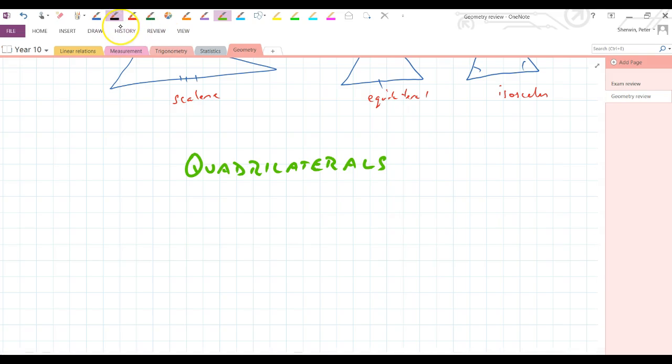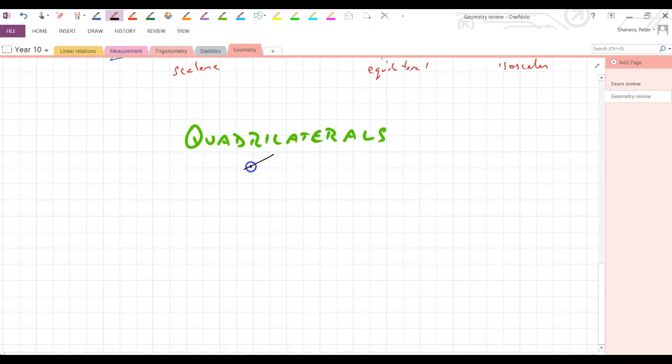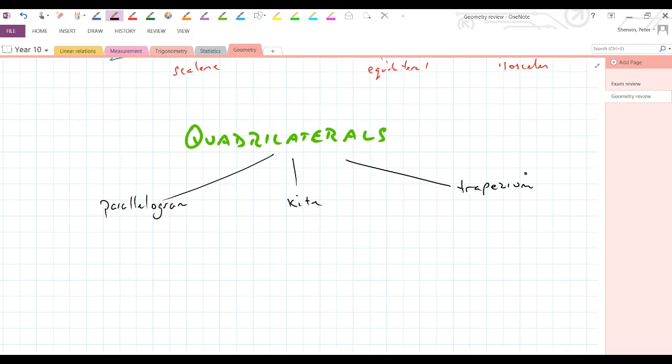Okay, now under quadrilaterals come three different quadrilaterals we're going to look at. We'll have a look at the parallelogram, the kite, and the trapezium. Now the kite, its property is that it has two pairs of equal adjacent sides. So we can write that down there. It's like this: two pairs of equal adjacent sides, like that and like that. That's the kite.